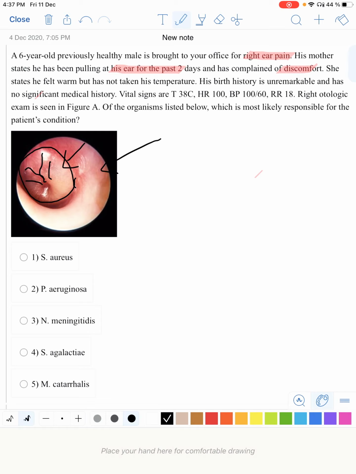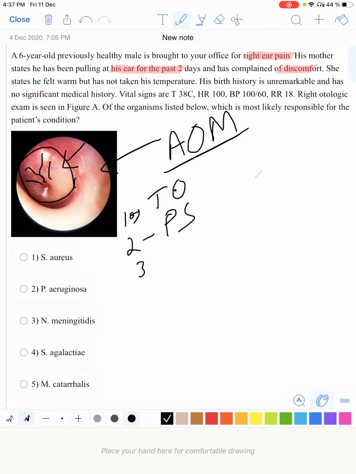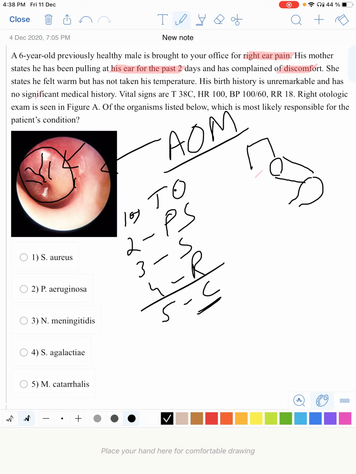So if you talk about a case of acute otitis media, there are stages. The first stage is tubal occlusion. The second stage is pre-suppurative. The third is suppurative. The fourth is resolution. And the fifth, if it is not treated, is complications. So what does tubal occlusion mean? Tubal occlusion means that infection from the nasopharynx goes by the eustachian tube to the middle ear.